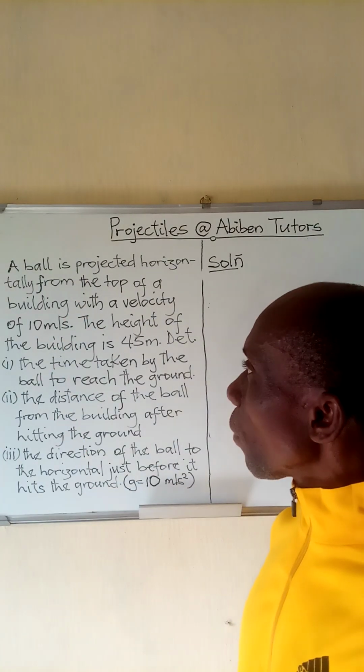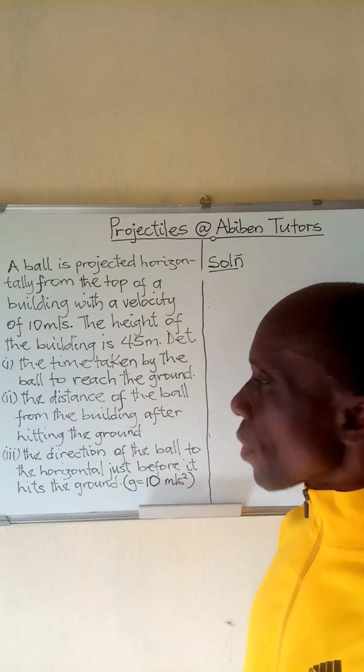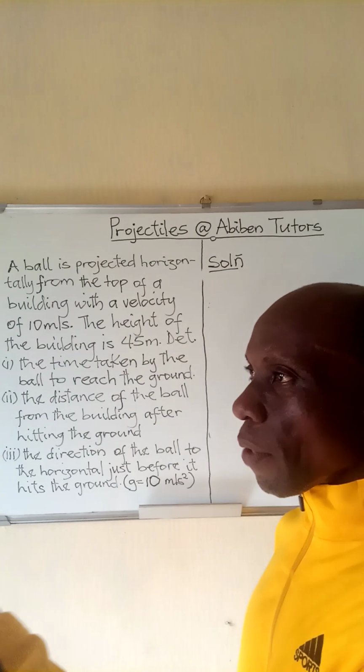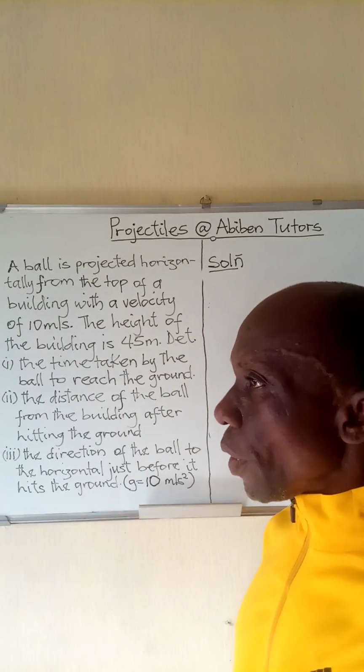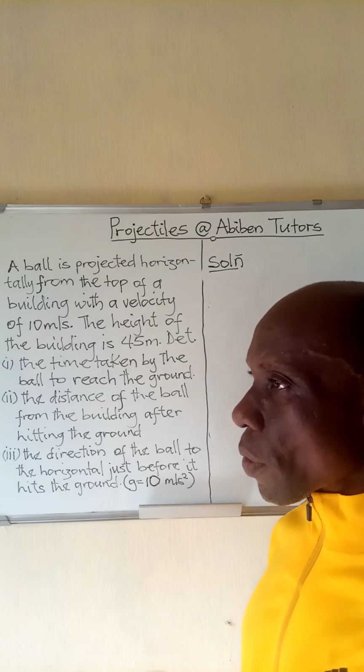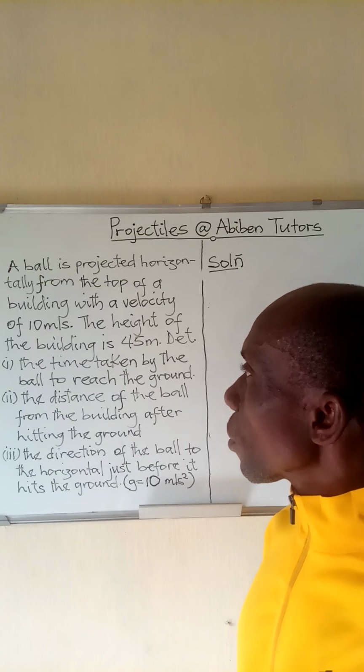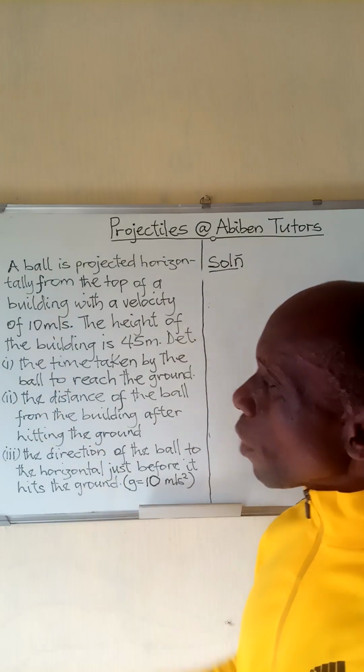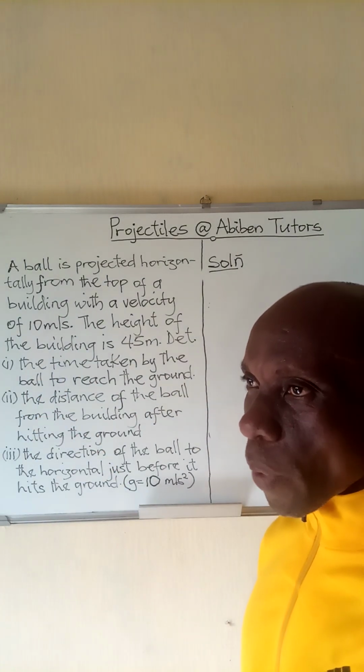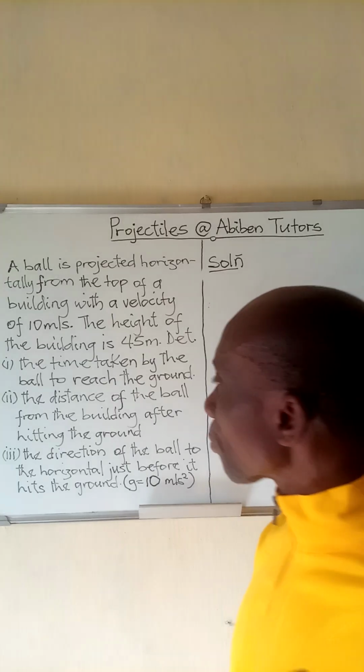Now, before we go any further, I'd like to say one or two things here. Whenever a body is projected horizontally from a given height, we treat such bodies as bodies under free fall. So that will help us know what appropriate equation to use in the first part of the problem. So let's do it together.